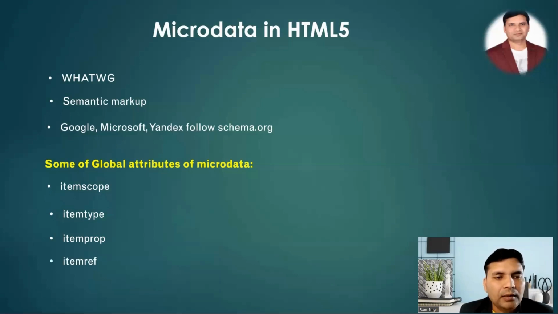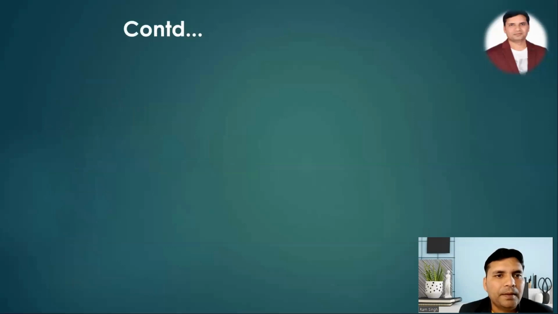Okay. And itemref is used when, let's say you are defining some itemtype, but some property belongs to some different type of schema. So that reference you need to provide here. Okay. Next is the itemid. Itemid is mainly a global identifier, and this should always be a unique value for your microdata. Okay. Now, next thing, let's understand some examples here.